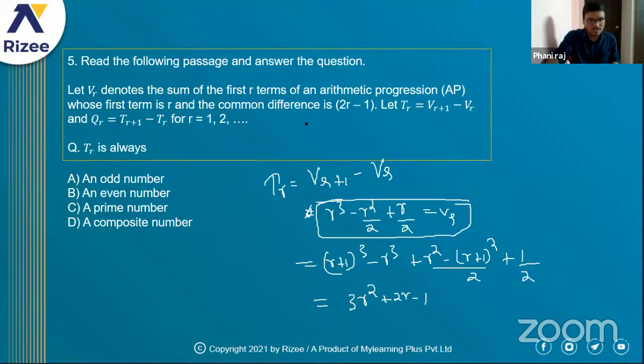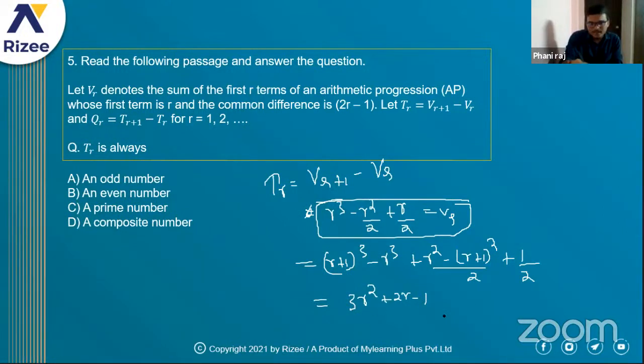But the disadvantage of such a question is, if you go wrong in computing V_r, everything else goes wrong, no matter how correctly you perform the computations. So be careful. Such linkage questions, where one question is linked to the other, you always must get the correct answer at least for the first question, because that will have a cascading effect. So T_r equal to 3r square plus 2r minus 1. This is the closed form expression for T_r.